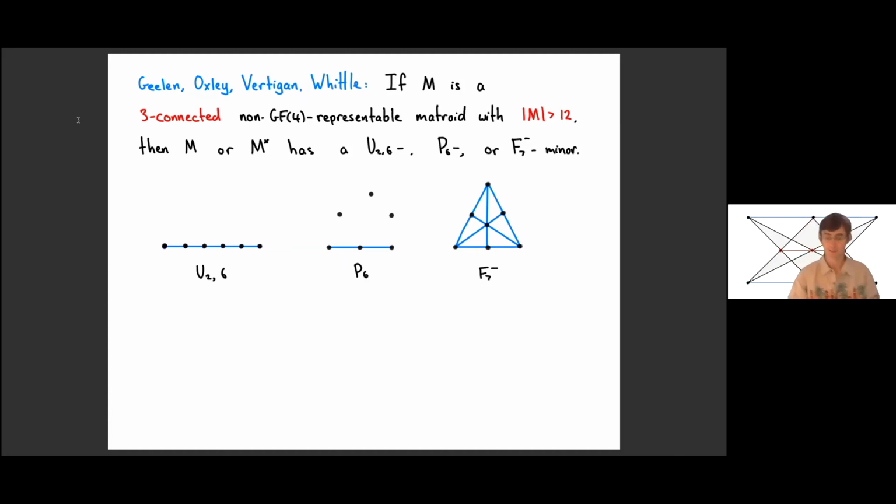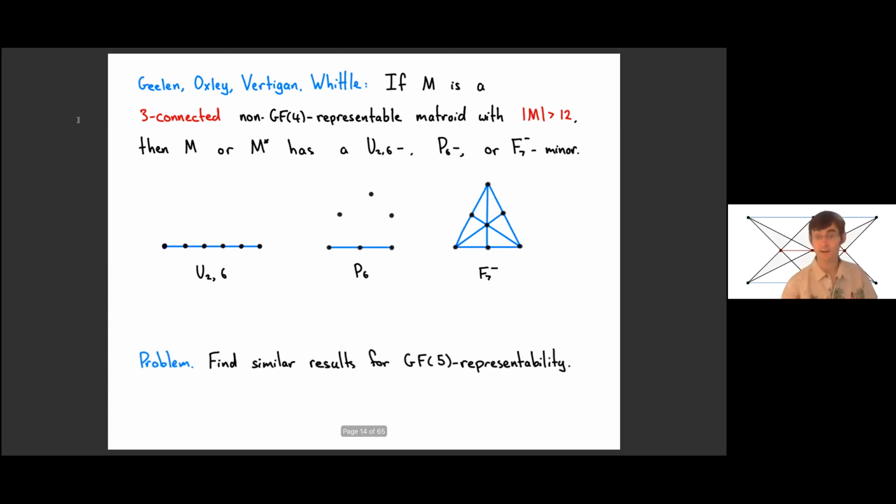So maybe we can prove something like that for GF5 representability after we've got the list of excluded minors. We can go back and see which ones are required for large 3-connected, or let's say large 4-connected matroids maybe. And then maybe the list will get down to something more manageable that you'll actually be able to use for various things.